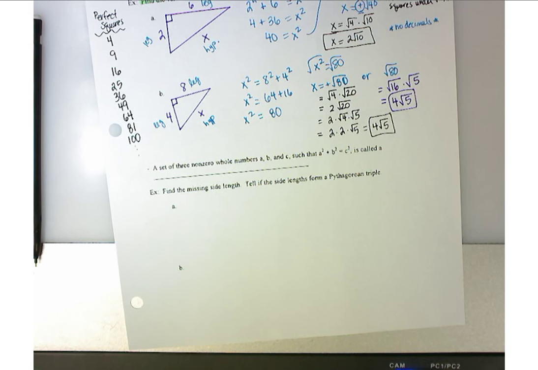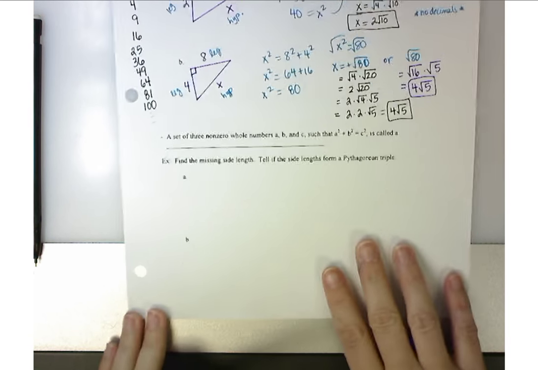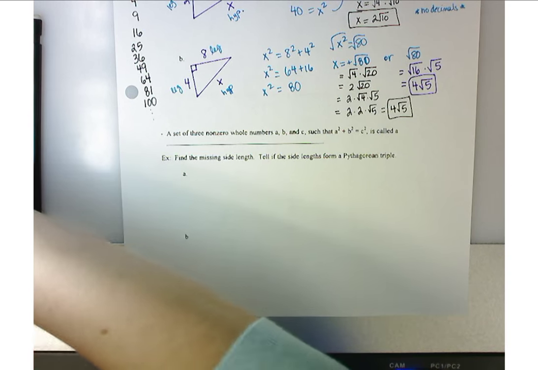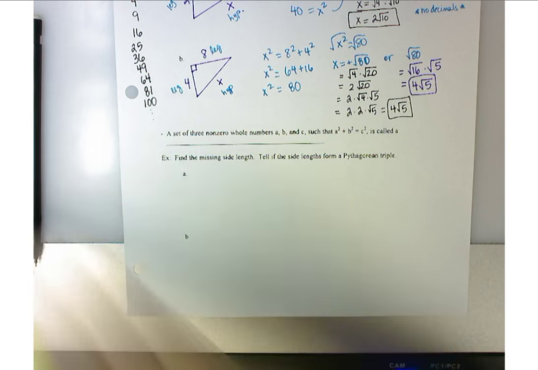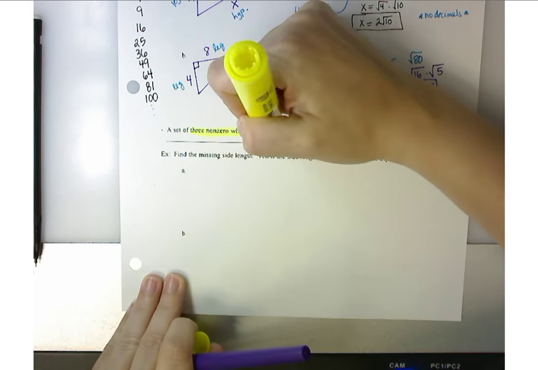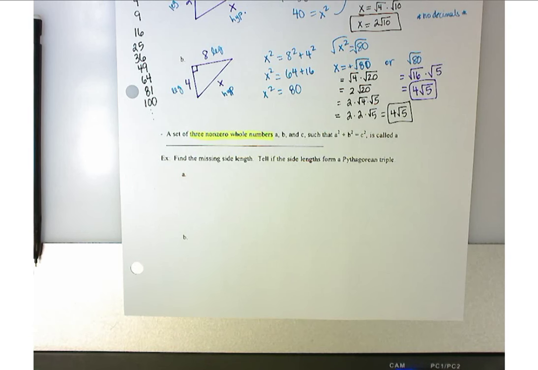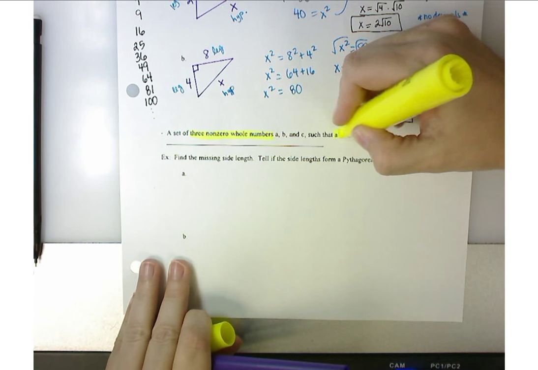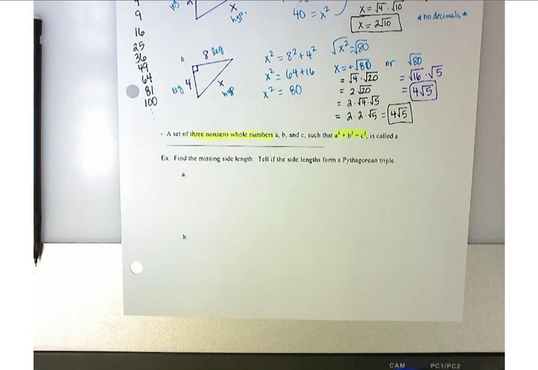Okay. All right, so then the next thing we're going to do is we're going to talk about something that is called a Pythagorean triple. So when you have a set of 3 non-zero whole numbers, okay, so non-zero just means not 0, and then your whole numbers are like 1, 2, 3, etc. Such that a squared plus b squared equals c squared, that is called a Pythagorean triple.